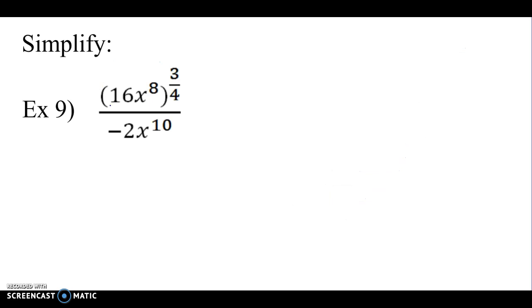We have 16 and x to the 8th, two different things. So they both need to be raised to the 3/4 power. So the first thing, don't do too many steps in your head, you're going to mess it up. So I'm just going to write this as 16 to the 3/4 for now. We'll come back to that in a second.